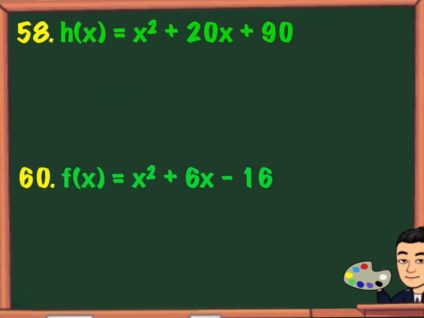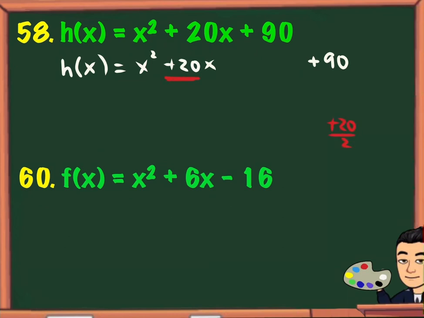So now we're going to write the quadratic functions in vertex form. Look at number 58. Let's write this as h of x equals x squared plus 20x. Now I'm going to pull the positive 90 on the very right side. So we're going to use the positive 20. You're going to divide it by 2, and you square it. So this is going to be positive 100. So I'm going to put plus 100. At the same time, I'm going to have to put minus 100.